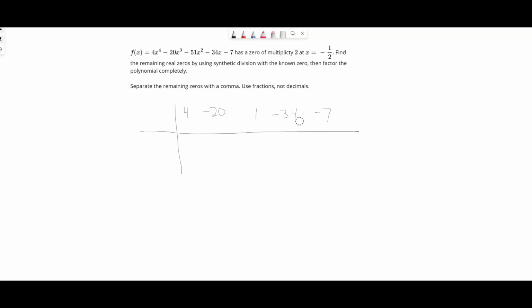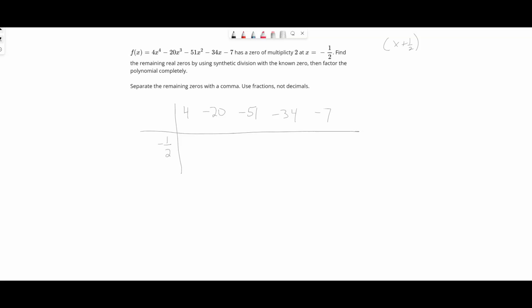Okay, move that up a little bit. There we go. And then the zero is negative 1/2. That's exactly the number we put into the synthetic division. If they give us the factored form, that's where we swap. So if they had said this is a factor, then we would use the negative 1/2 zero.